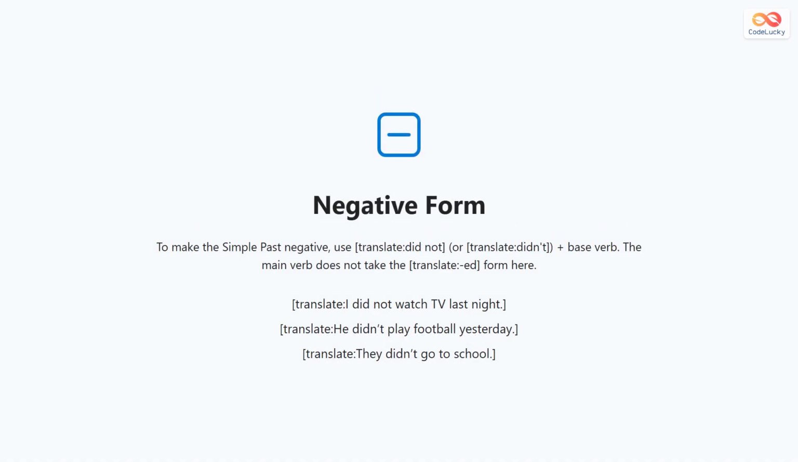To make a negative sentence in the simple past, use did not or the short form didn't before the base form of the main verb. The main verb does not take the ed ending in negative sentences. For example, I did not watch television last night. He didn't play football yesterday. They didn't go to school. The verb stays in its base form because did already shows the past time.